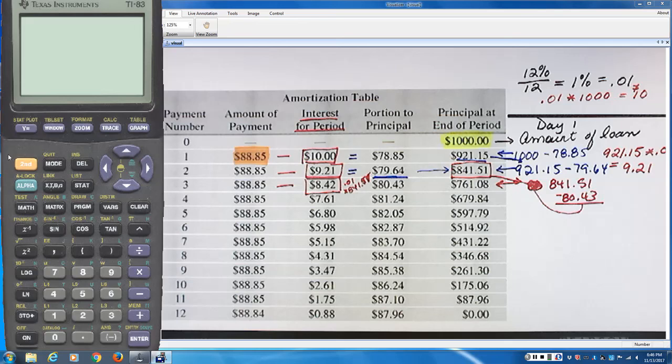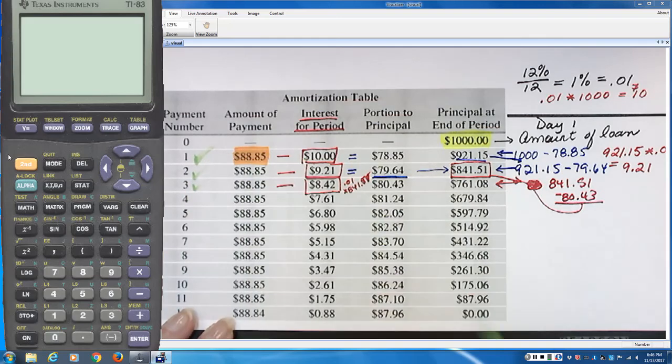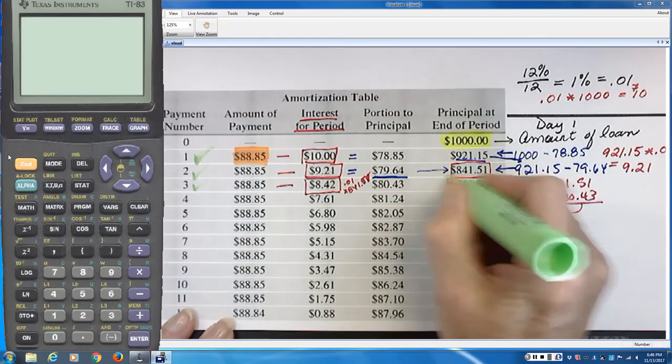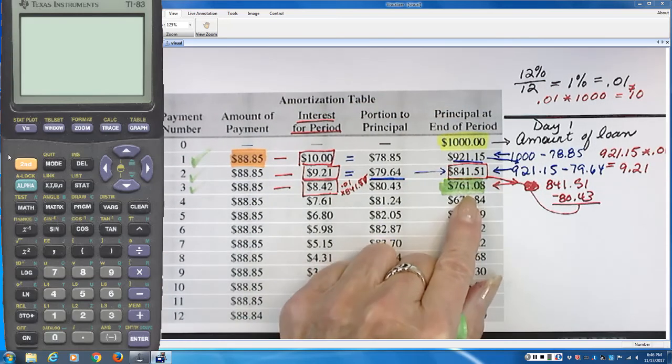So in the case of her, let me make sure everything's still the same. Yeah, it is. Because here's where she made her first 3 payments. Payment 1, payment 2, payment 3. This is how much she still owes. If she walks in that day and pays $761.08, she's done. She's paid her loan off. Right?